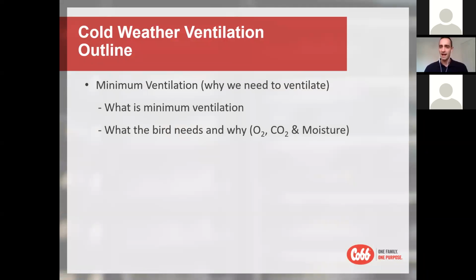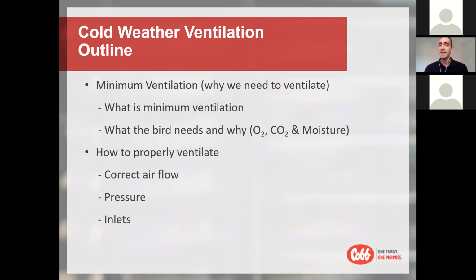So basically the outline of what I'm going to be talking to you about today is minimum ventilation and why we need to ventilate, what minimum ventilation is, what the birds need and why in terms of their oxygen, carbon dioxide, moisture control, and then how do we properly ventilate. So looking at the correct airflow through the houses, talking a little bit about pressure in your house, and then a little bit about inlets. And then finally, the last topic is going to be talking about some circulation fans.